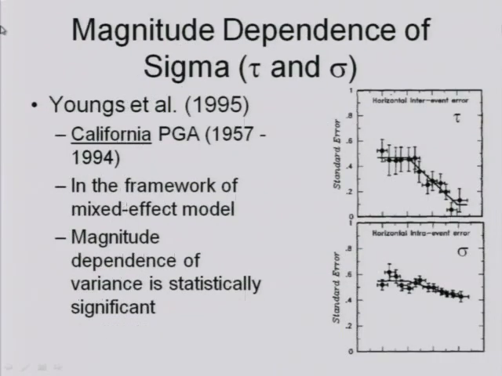et al. in 1995. In that study, they used about 800 or so PGA data that were all recorded in California. Okay, it's a decent data set. It's probably the largest data set that one could assemble at that time. And the analysis is done in the framework of a mixed effect model, and as a result, they can look at the magnitude dependence in both tau and sigma. Their conclusion is that the magnitude dependence of the variance, both tau and sigma, is statistically significant.